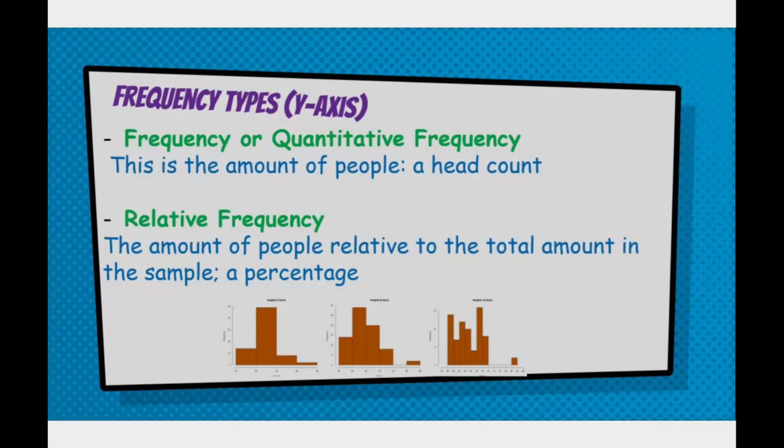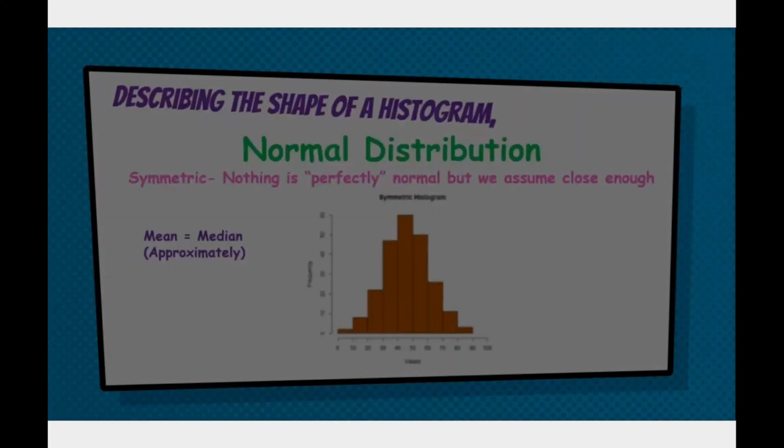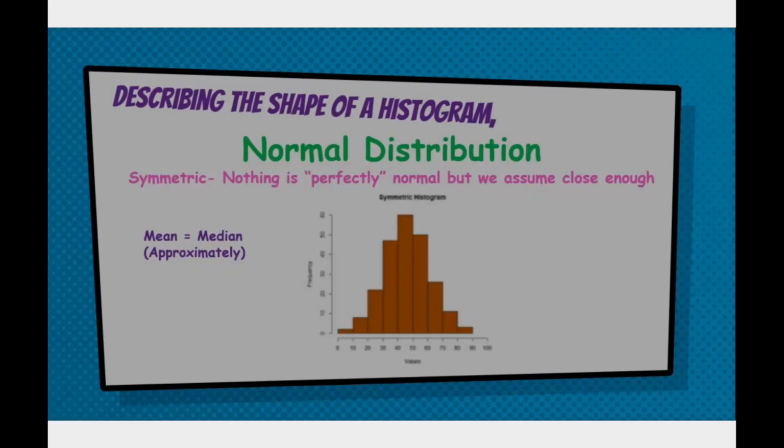So our frequency types, those are the y-axis, frequency or quantitative frequency. This is the amount of people or a head count. And our relative frequency is, like we've talked about before, a sample percentage from the total amount. So when we describe the shape of a histogram, this will be important, especially in the next unit that we start after this one, which is solely over the normal distribution.